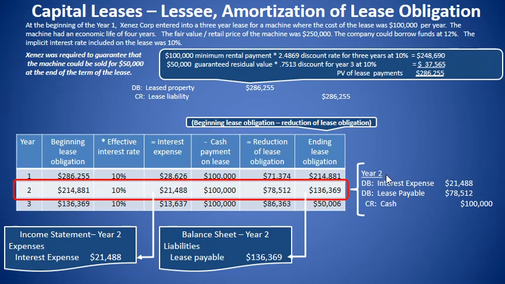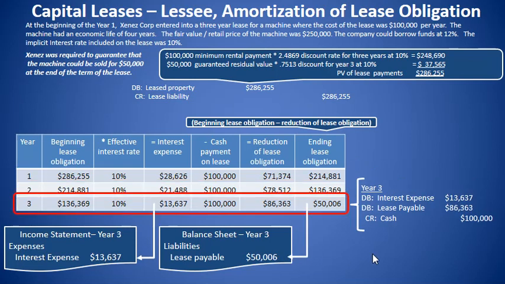$136,369, and we can see our year 2 journal entry where we debit interest expense for the $21,488. We debit our lease payable for the amortization of our lease obligation of $78,512, and our credit is to cash for $100,000. If we take a look at our balance sheet, our lease payable now has been reduced to $136,369, and we recorded $21,488 of interest expense. Now we can move on to year number 3.